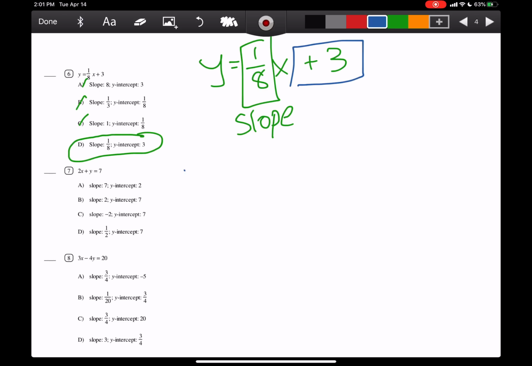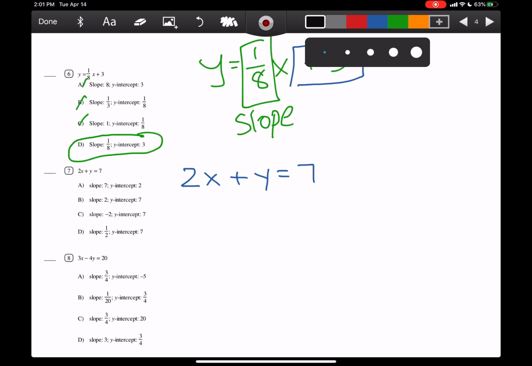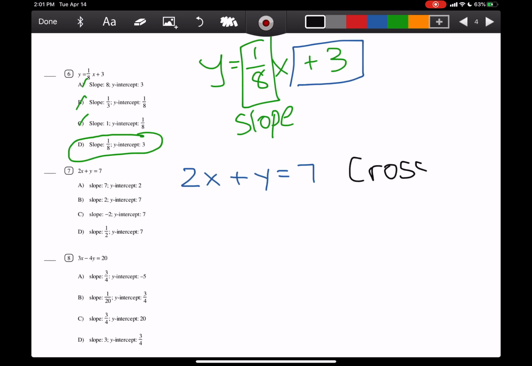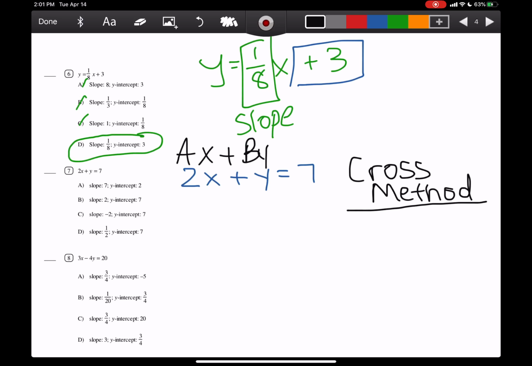Number 7 says 2x plus y equals 7. It's not already solved for y. So we have to solve it for y. Remember, when we solve for y in class, we use the cross method. If the equation is already in standard form, you read about standard form in your Marquez reading this week, it's ax plus by equals c. We have an equation in standard form. If we have one that's in standard form, we can do the cross method. First thing is to change x. If it's positive, make it negative. If it's negative, make it positive.